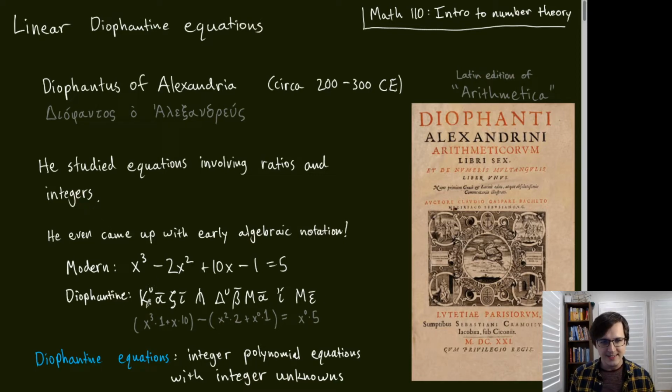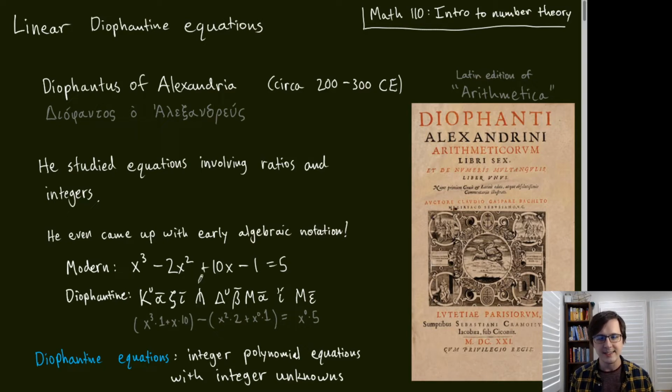Just for the fun of it, there's kappa upsilon, which is x cubed, and alpha with a line over it means times 1. Then when you put different things next to each other, so this is zeta times iota with a bar, which was x times 10. Putting them next to each other meant addition in his notation.